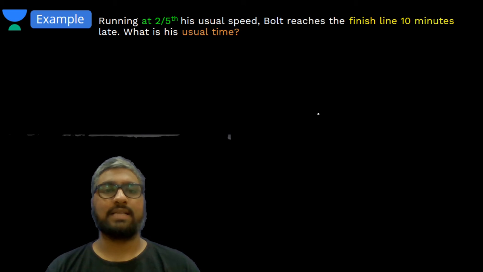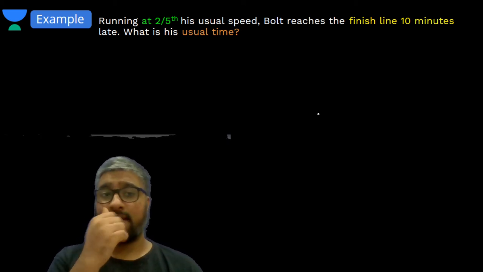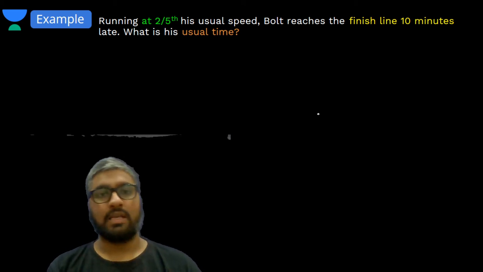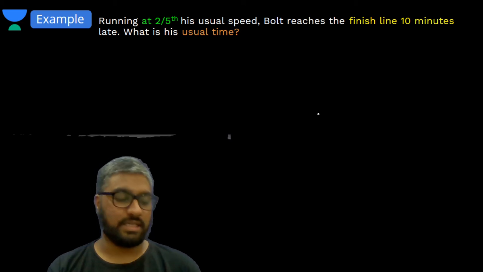Here is the question, guys. Running at 2/5 of his usual speed, Bolt reaches the finish line 10 minutes late. What is his usual time? So what should be the usual time at which Bolt crosses the finish line?